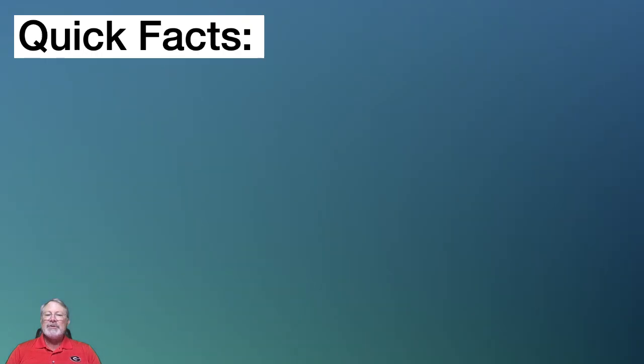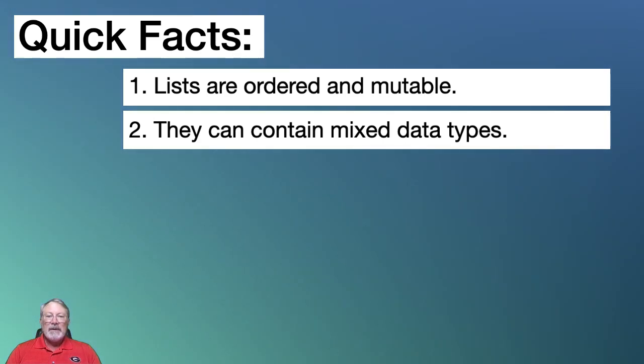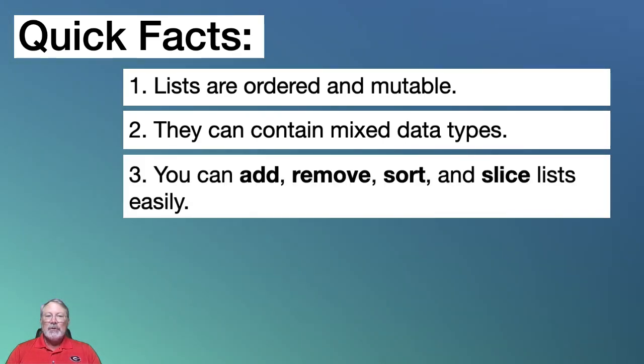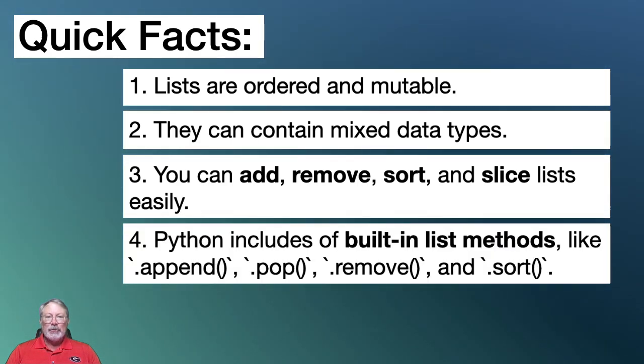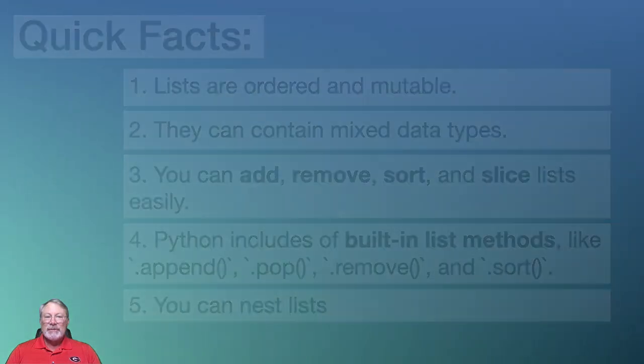Here are some must-know facts. Lists are ordered and mutable. They can contain mixed data types. You can add, remove, sort, and slice lists easily. Python includes tons of built-in list methods like append, pop, remove, and sort. You can nest lists, meaning a list can hold other lists. Let's check out a few examples to see lists in action.